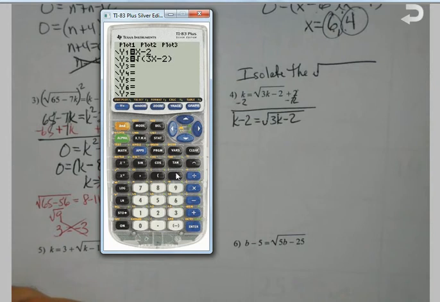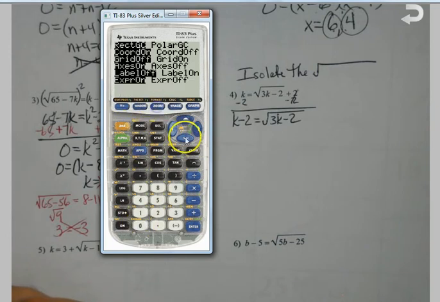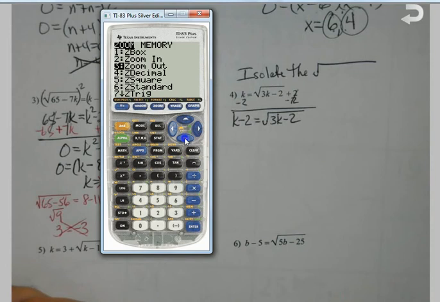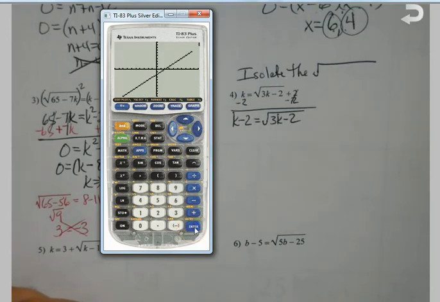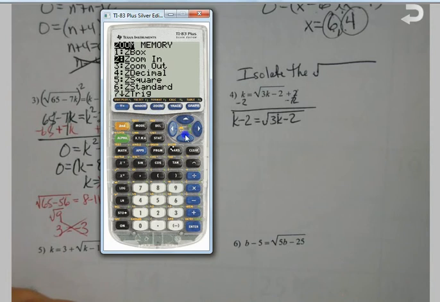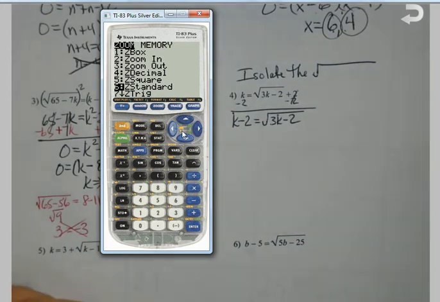But I do remember, I think I've got to put my window back. Yes. And again, if you don't remember how to put your window back, you can always go to the zoom menu and just go back to standard. Standard will get you back to negative 10 to 10. How do you get that? On how to get it back to regular? Yeah, if you hit zoom and you go down to number 6, like if you changed your window for some reason on a different problem, you can always get it back to the normal box by just going to number 6 on the zoom menu.